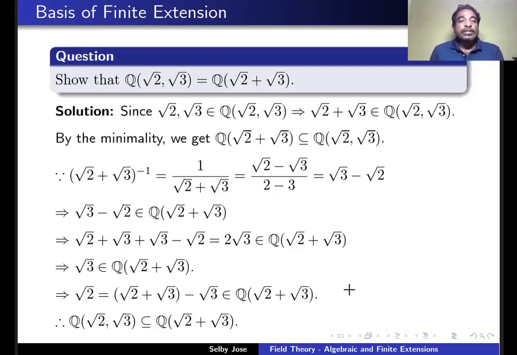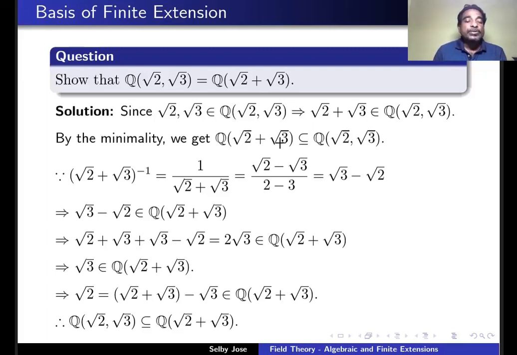And the next question says that the field Q(root 2, root 3) is equal to Q(root 2 plus root 3). Thus both the fields are the same. Note that root 2 and root 3 belong to Q(root 2, root 3). Therefore their sum also belongs to Q(root 2, root 3). But we know that Q(root 2 plus root 3) is the smallest field containing Q and root 2 plus root 3. Therefore, Q(root 2 plus root 3) must be contained in Q(root 2, root 3).